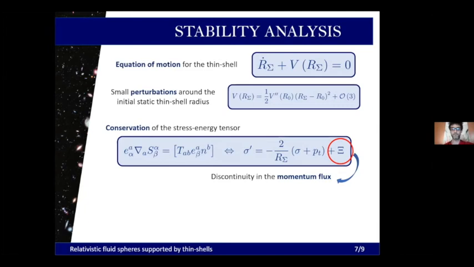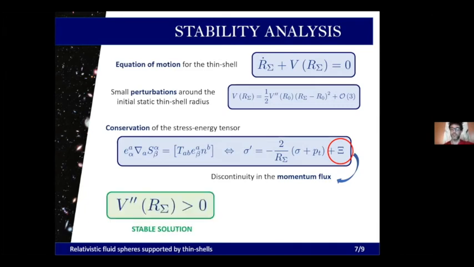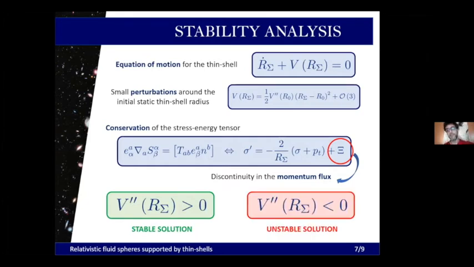So to summarize, it all comes down to two things. If the potential of the solution has a positive concavity, the solution will be stable. If the concavity is negative, the solution will be unstable. So what we have to do is compute this potential, the second derivative of this potential, so the concavity of the potential, and we'll be able to say if the solution is stable or not.